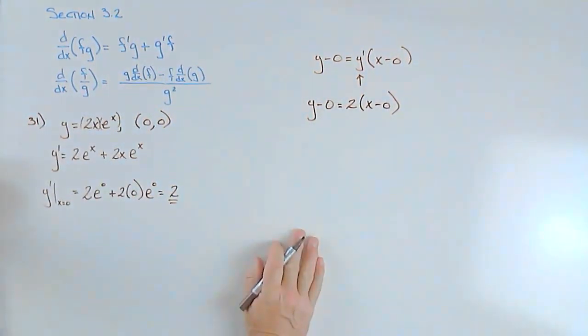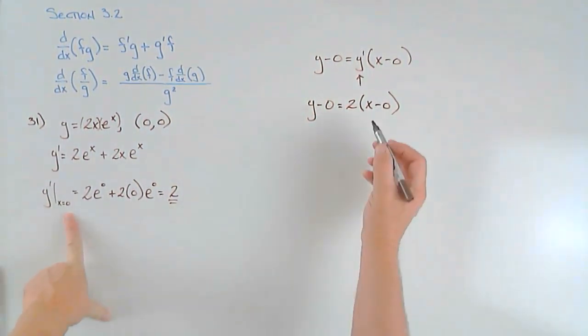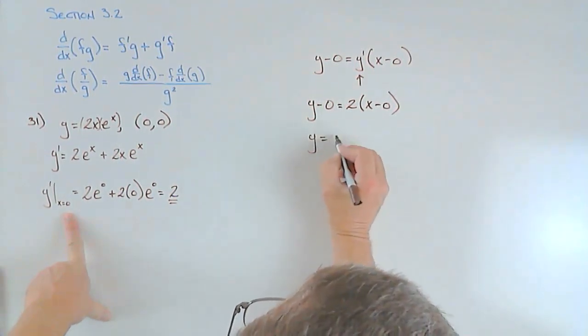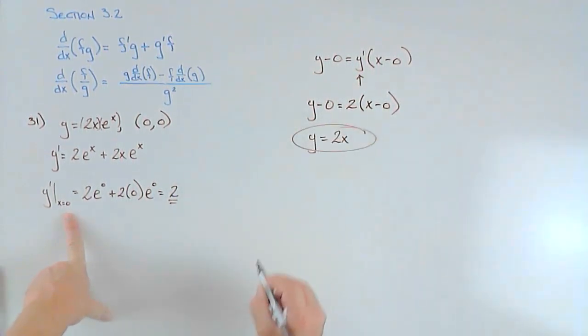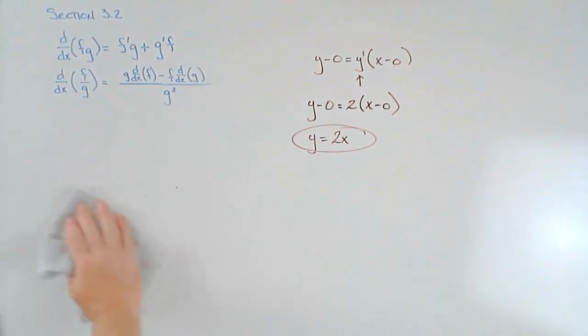So the equation of our tangent line through the point 0, 0 is y minus 0 equals 2, the slope of the tangent line. The derivative evaluated at 0, all the same thing, times x minus 0. So we get y equals 2x. Okay. So that's another one of those equation of the tangent line problems. We're going to see those throughout the book. All right.